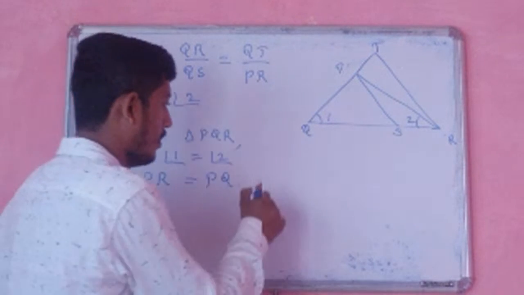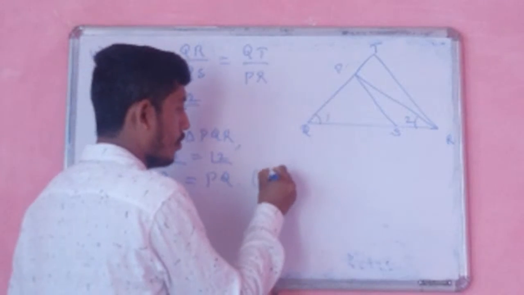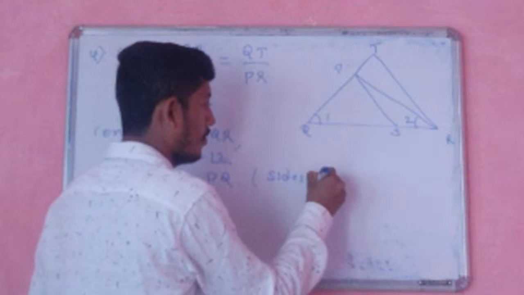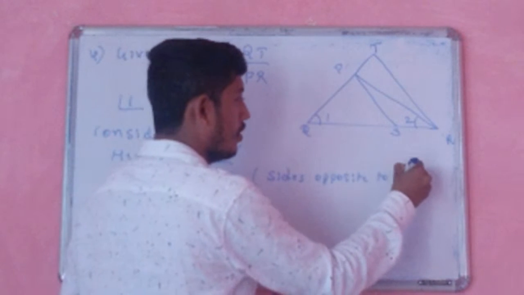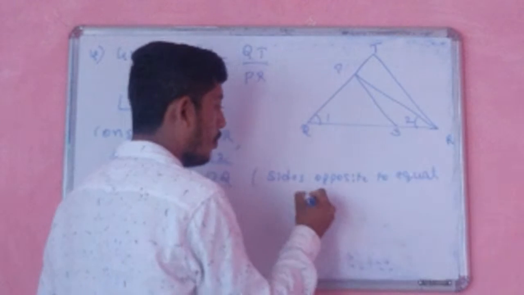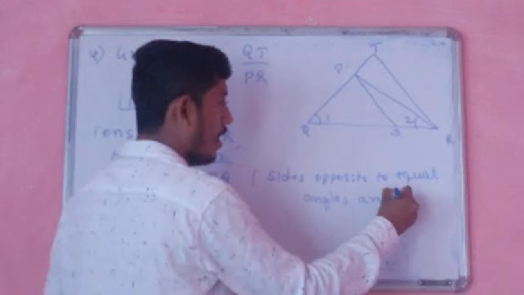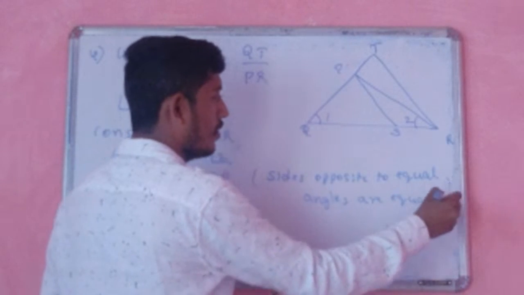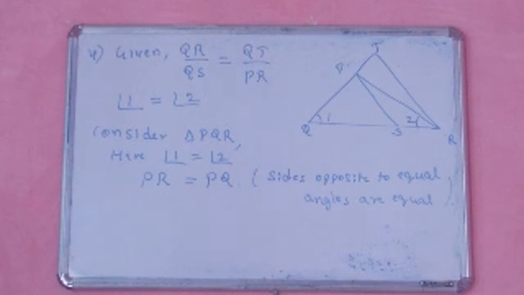Okay, the reason is sides opposite to equal angles are equal. Just look at the figure and verify the statement.